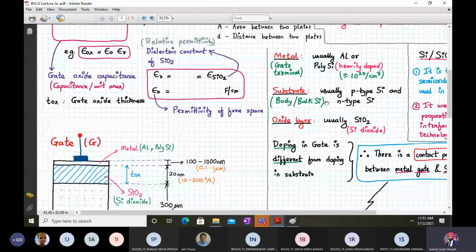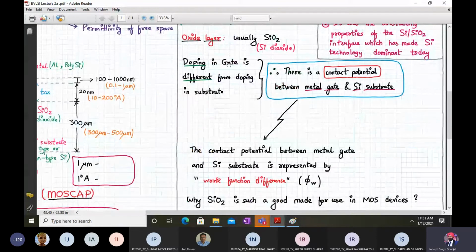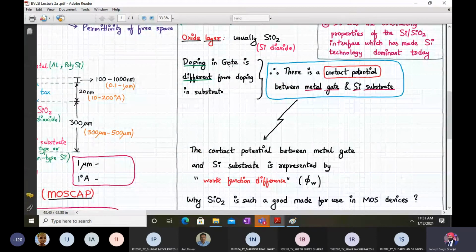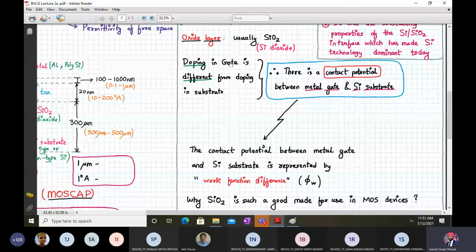Correct? So a very important concept is coming up. The doping in the gate, that is the metal gate, is different from the doping in the substrate. Because of that, what happens? There exists a contact potential between the metal gate and the silicon substrate. We will elaborate this point very soon.